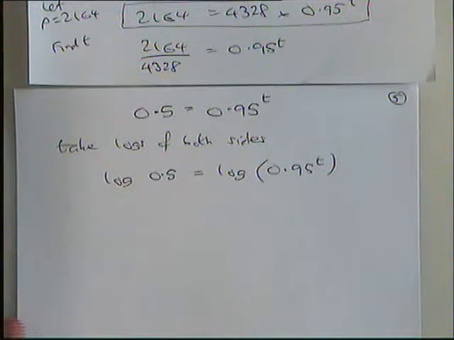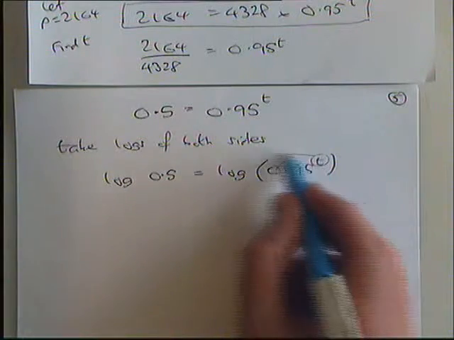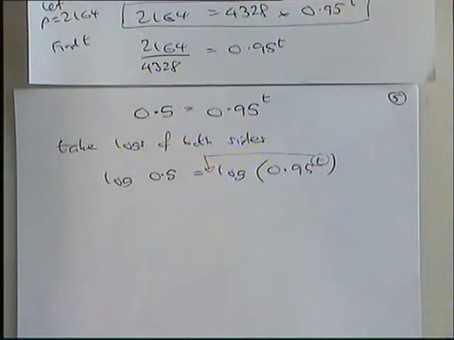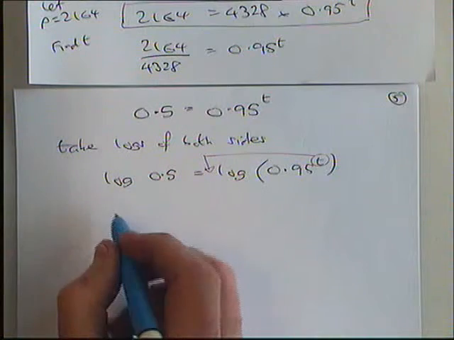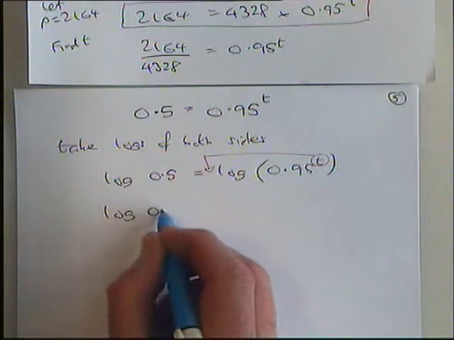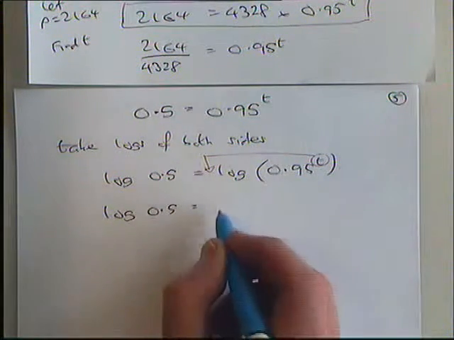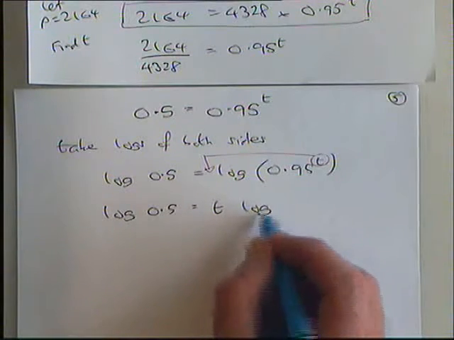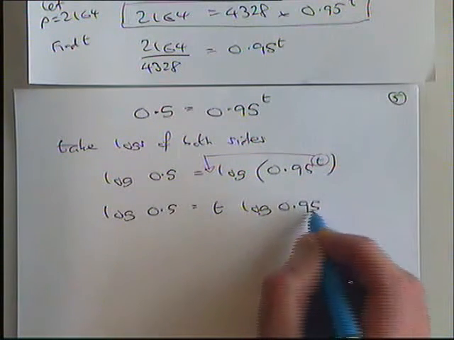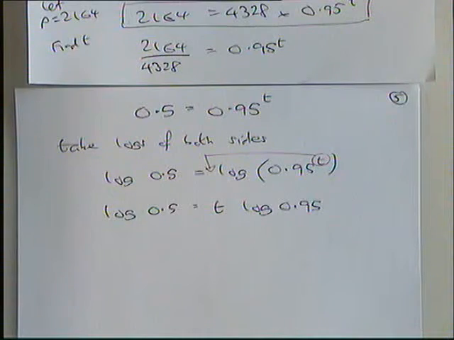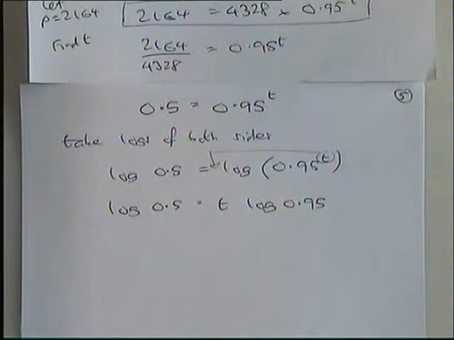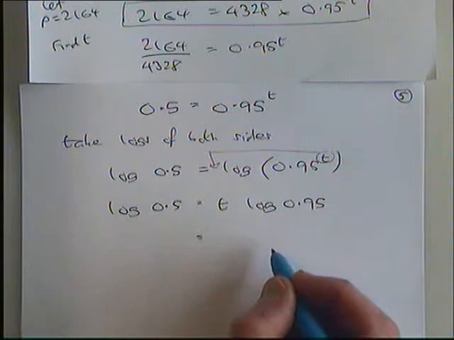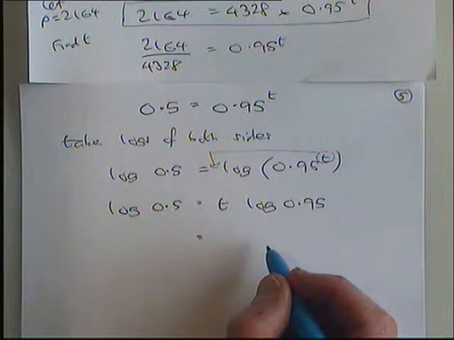Right, now what? The t comes down in front of the log. Yeah, that's right. A power up here can come down into this position here. That's what you can do with logs. So the left hand side stays the same, but that t can come down and multiply by my log of 0.95. So that t is being multiplied by that. Now I want to find out what t is. So what's my next step to find out what t is?